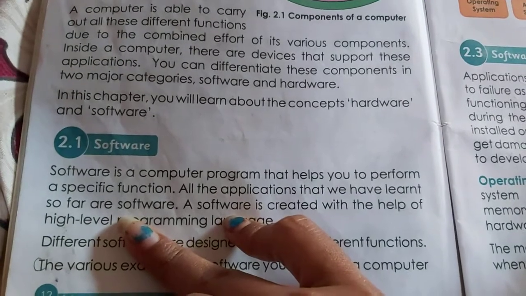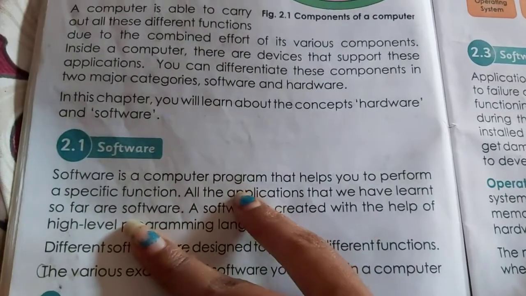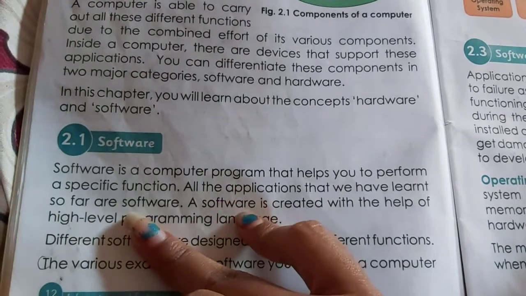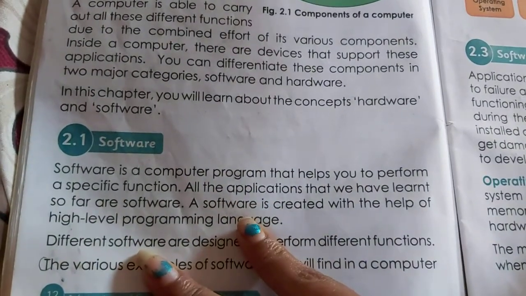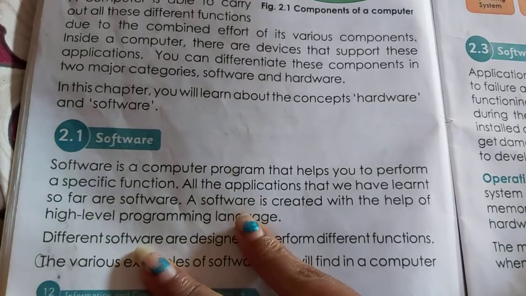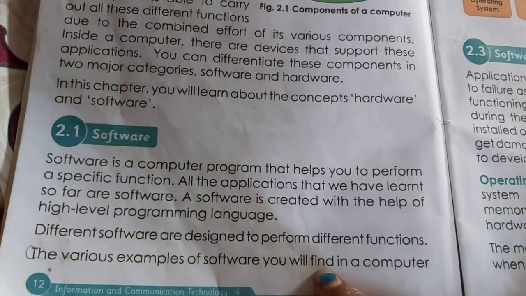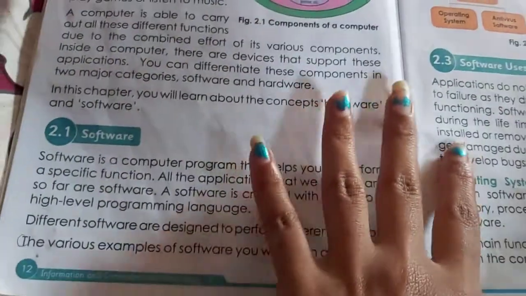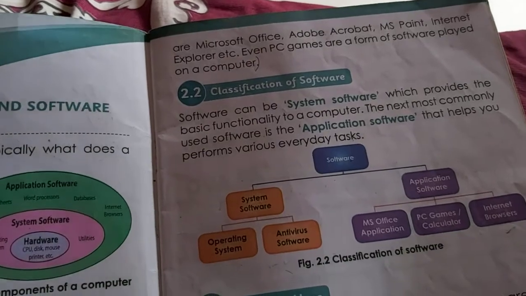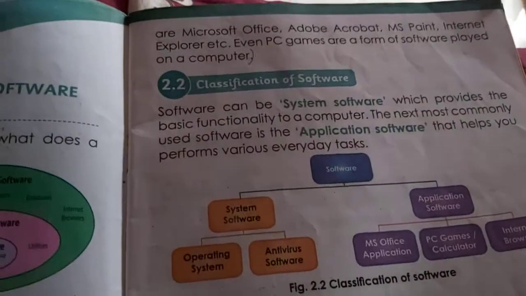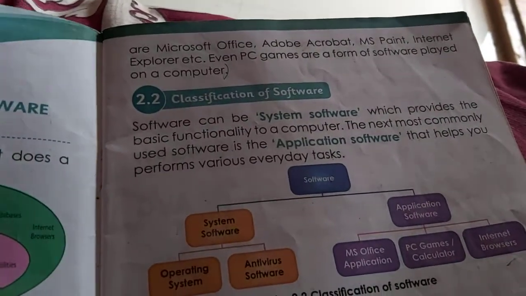We cannot touch the software. All the applications that we learned so far are software. Software is created with the help of a high-level programming language. So MS Office, Adobe Acrobat, MS Paint and Internet Explorer are software. PC games also are a type of software.